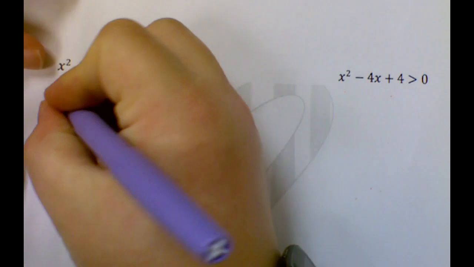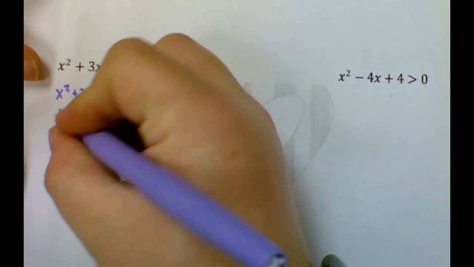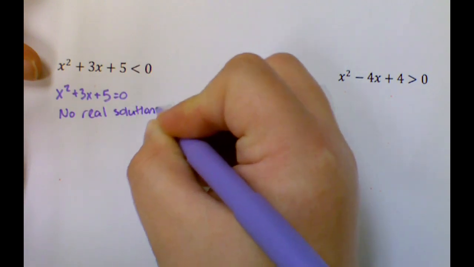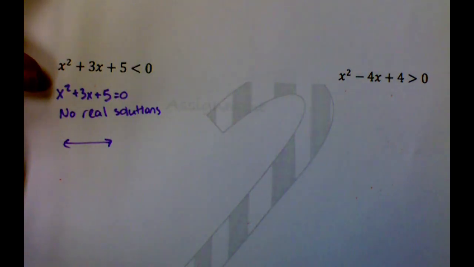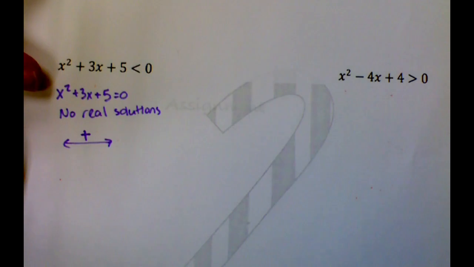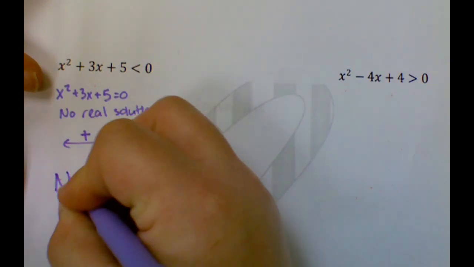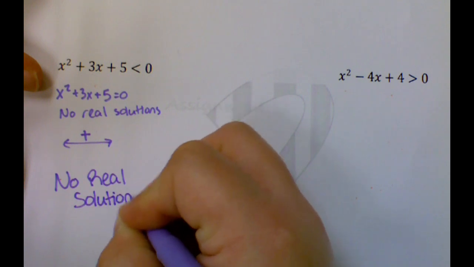All right. x squared plus 3x plus 5 is less than 0. Well, if I treat this as an equation, it doesn't factor, and quadratic formula would give me no real solutions. Which means I try my number line, I try any number I want. I like 0, and I get a positive. Well, positive is never less than 0. So this is a special case where there are no real solutions to the inequality.